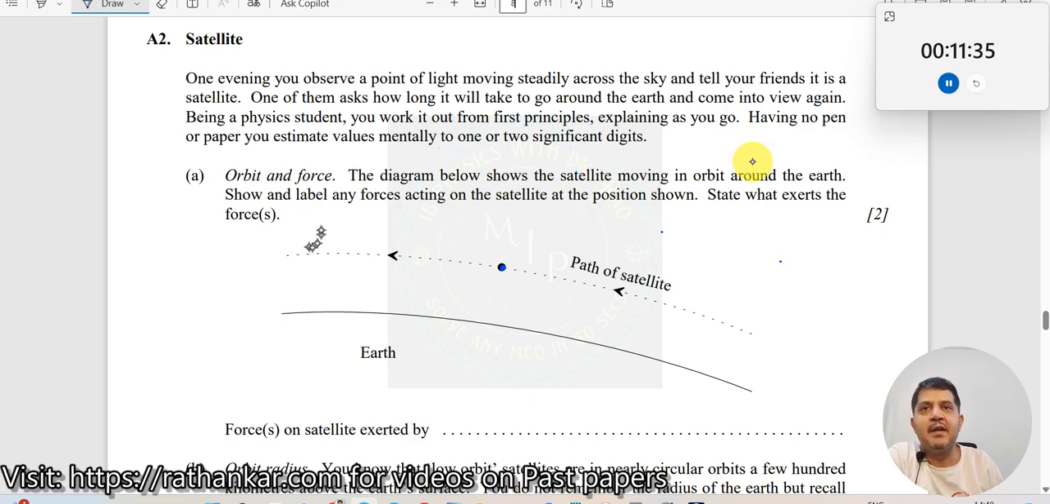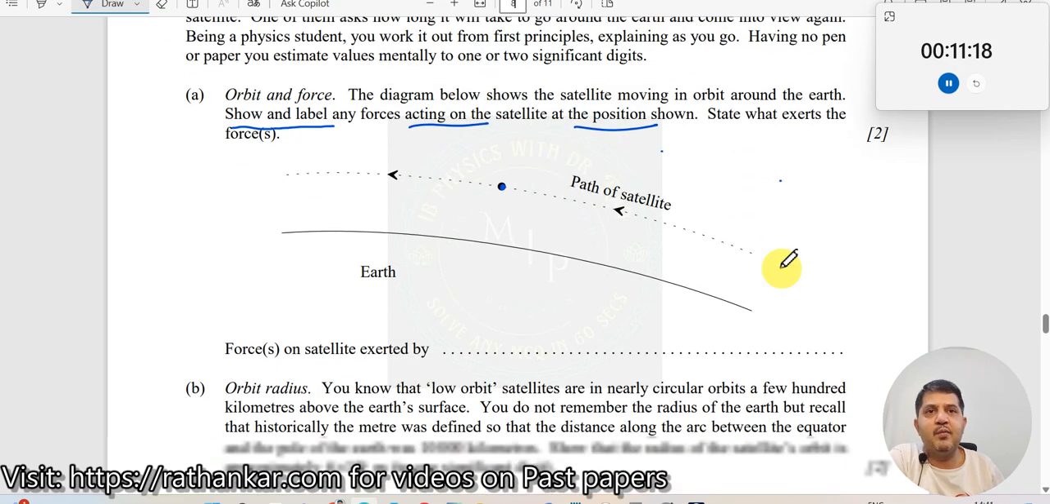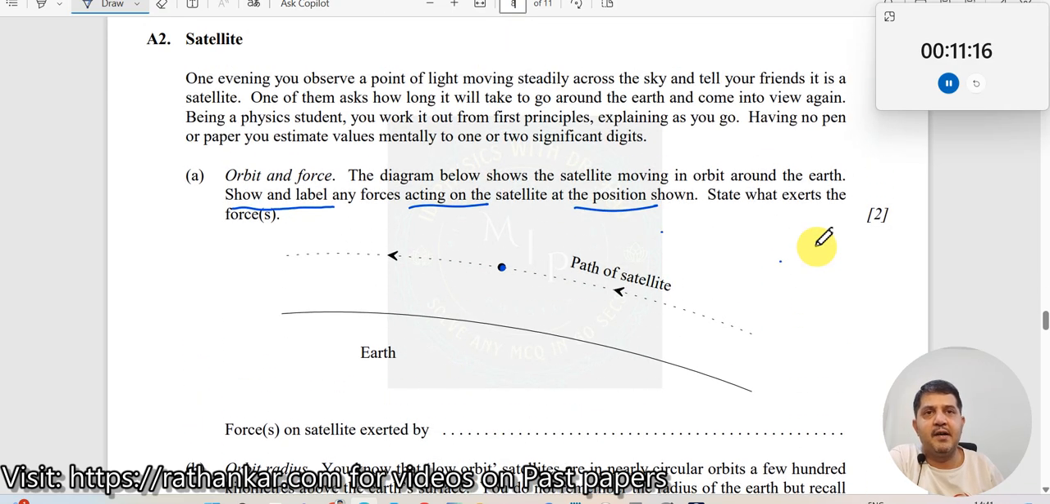Okay, fine. Orbit and force. The diagram shows the satellite moving in orbit around the earth. Show and label any forces acting on the satellite at the position shown. So what is he asking here? Show and label any forces acting on the satellite at the position shown. What are the forces acting? State what exerts the force. This is for 2 marks over here.